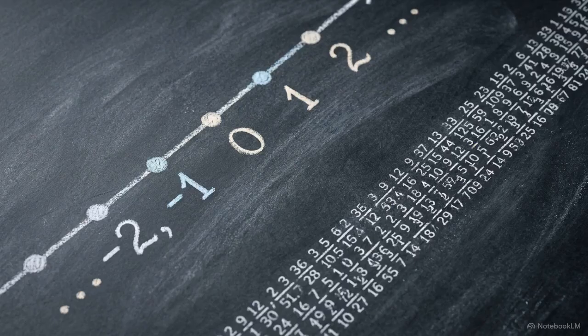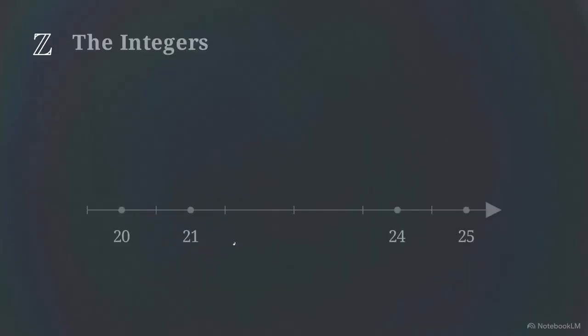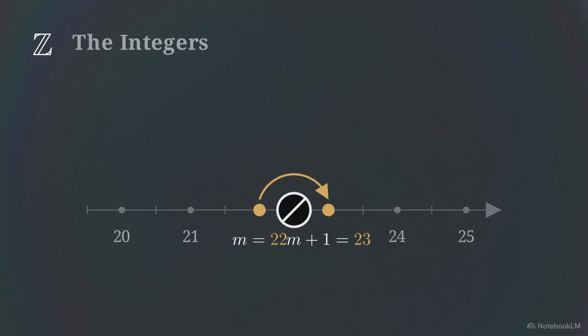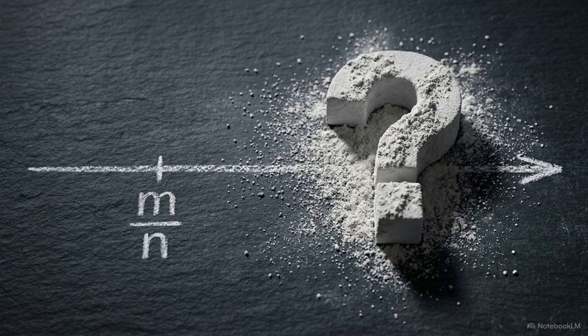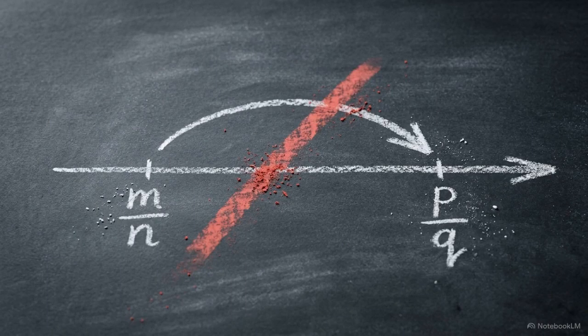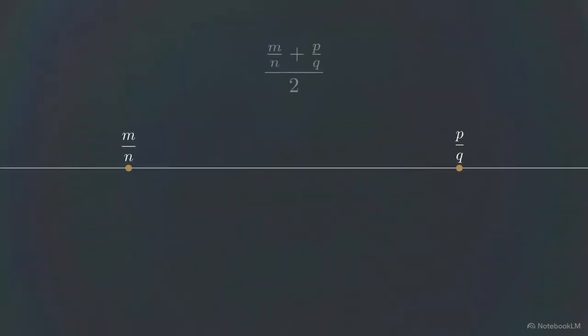Beyond representation, the set Q differs from integers in how the numbers are spaced. In Z, if m is 22, the next number is 23. There is a definitive step from one to the next, with no integers between. But if you are at a rational number, m/n, what is the next fraction? It turns out that in the rational set, there is no such thing as a next number. We can prove this with the arithmetic mean. Take two distinct rational points on a line, m/n and p/q.